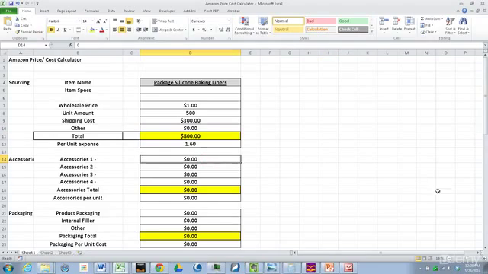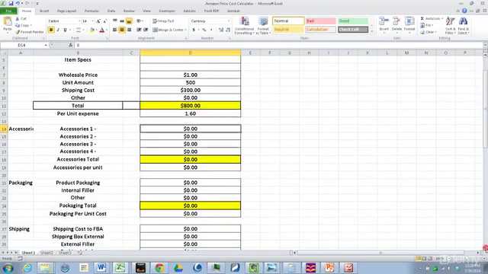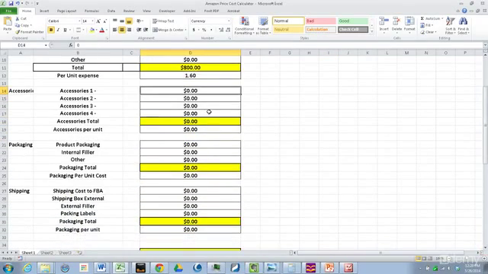Accessories. Granted, I'm not going to add any accessories because it already comes prepackaged. I could add different accessories if I wanted to, but for now I'm not going to add any. But if you wanted to, you could just put the different accessory prices and put them here, and it'll give you a per unit price.